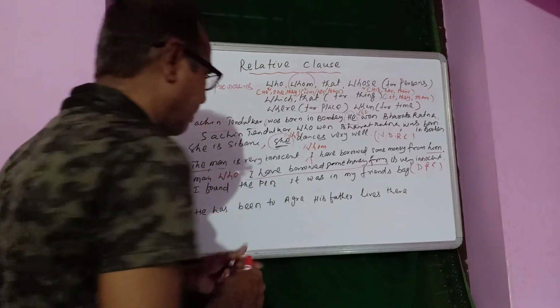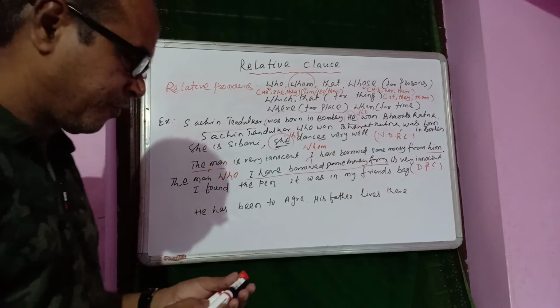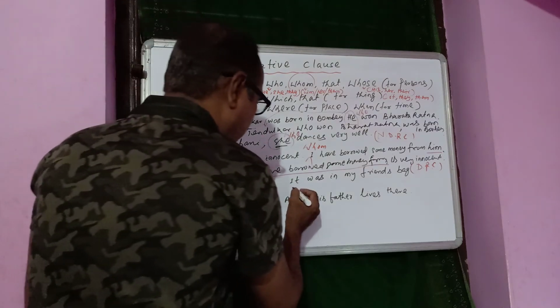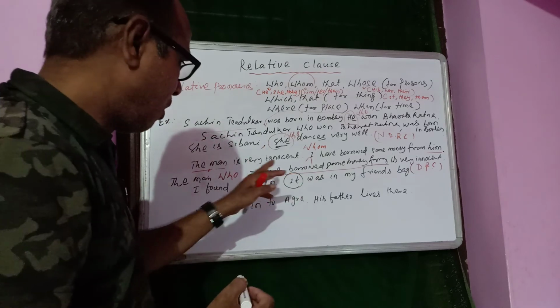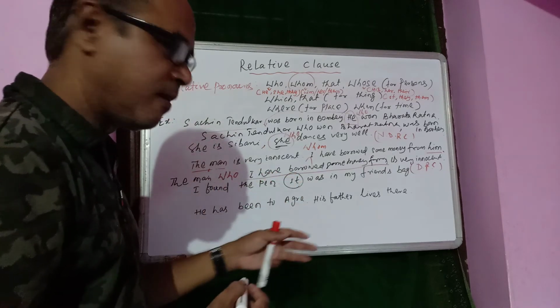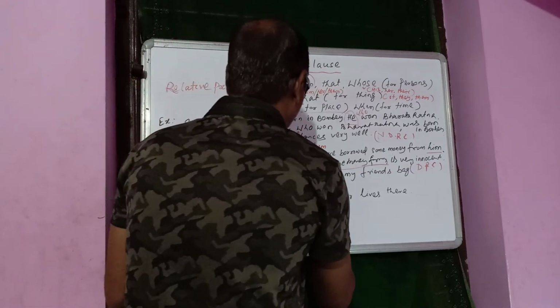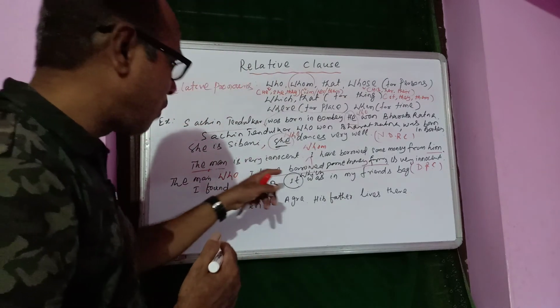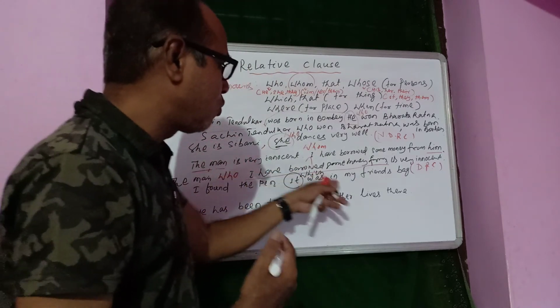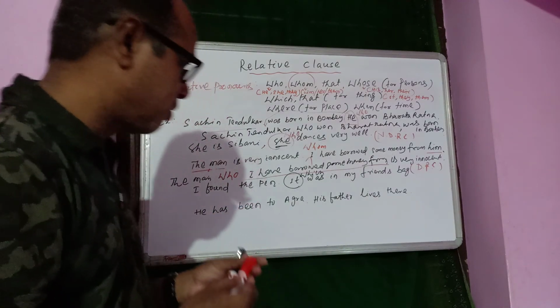I found the pen. It was in my friend's bag. I found the pen. Here, what is the pen? Pen is a noun phrase. It is a pronoun used for the pen. Here it is used as subject, so we can use which. I found the pen which was in my friend's bag. It is a defining relative clause.